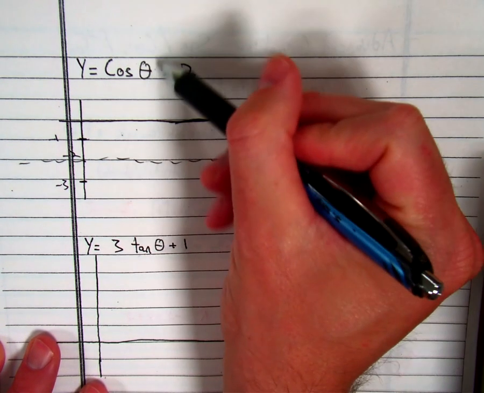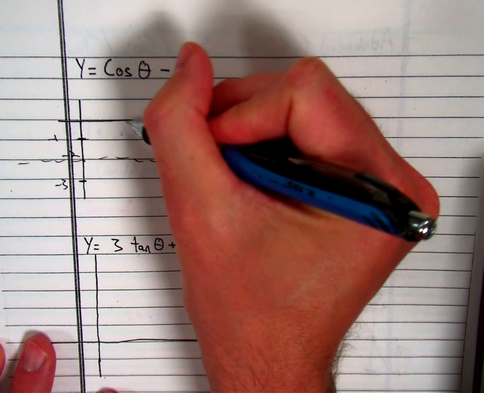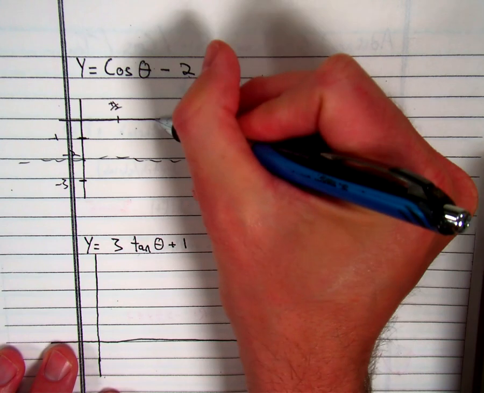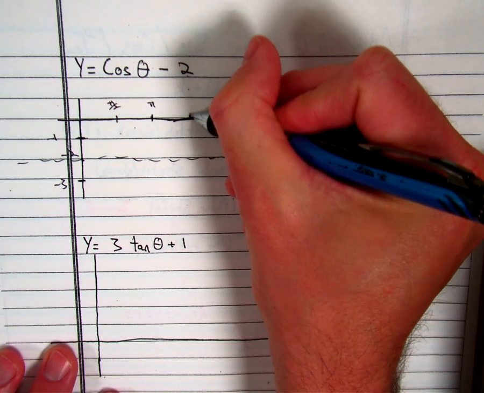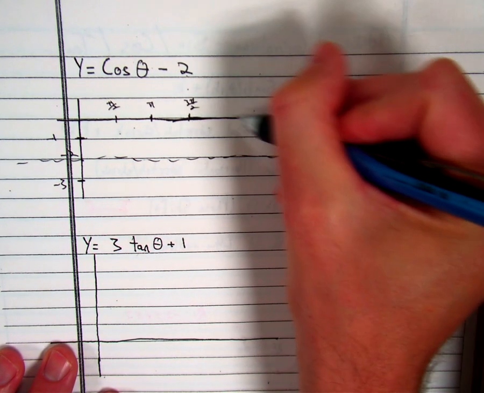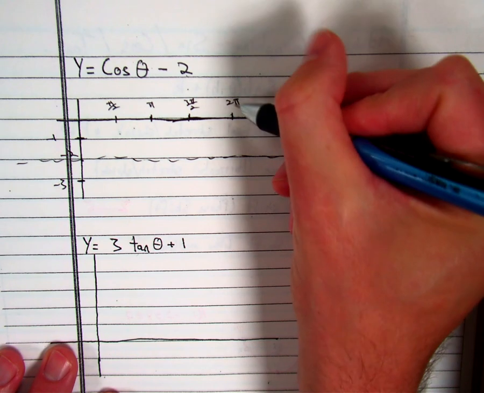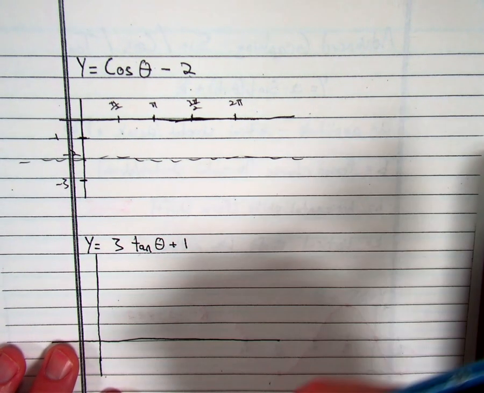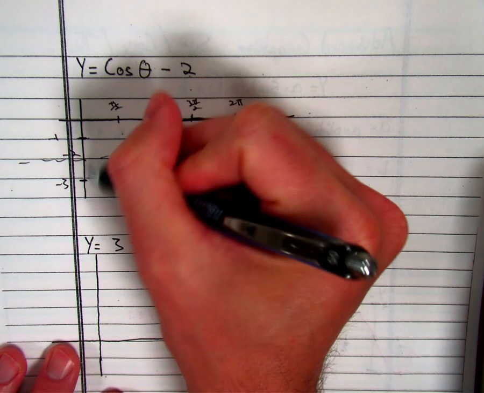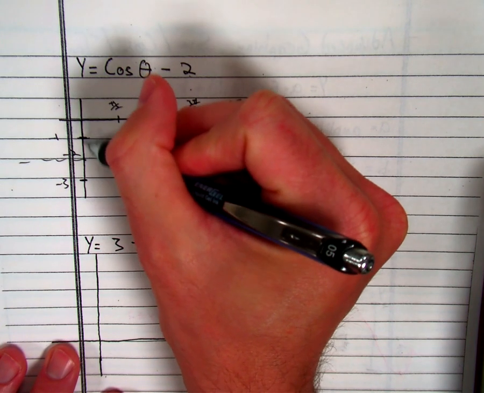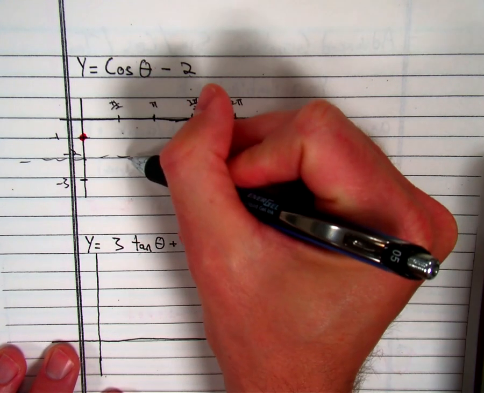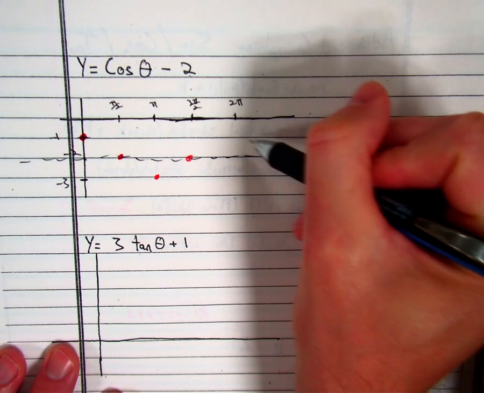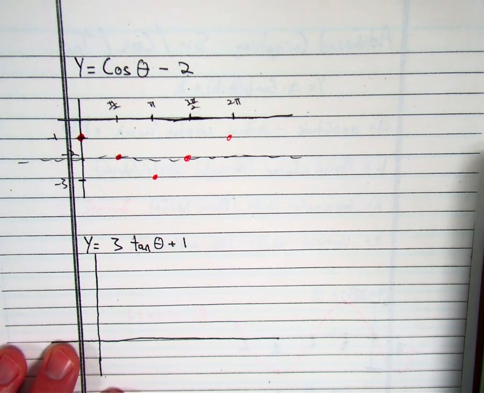No period change, so it's just a standard 2 pi with a half pi counting. Pi over 2, pi, 3 pi over 2, 2 pi. Okay, cosine starts on the top. So it's going to start up here at negative 1. Midline, bottom, midline, and back to the top.